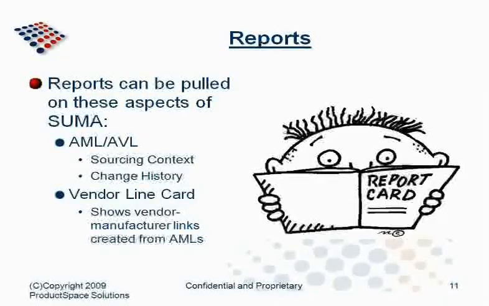You can also pull up a vendor line card, which basically shows all of your vendors and manufacturers links that are created from your lists.